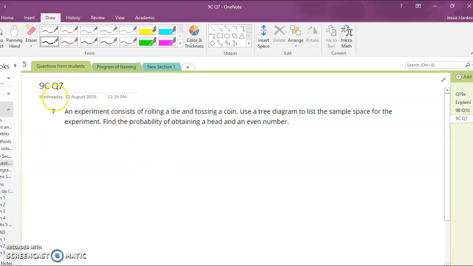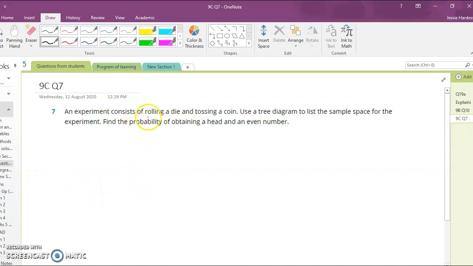All right. So this is question 7 out of exercise 9C. Okay, so what we're looking at here is an experiment where one half of it is rolling the dice and the other half is tossing a coin. Okay, so you can do this either way because it doesn't tell you what order you have to do it in.